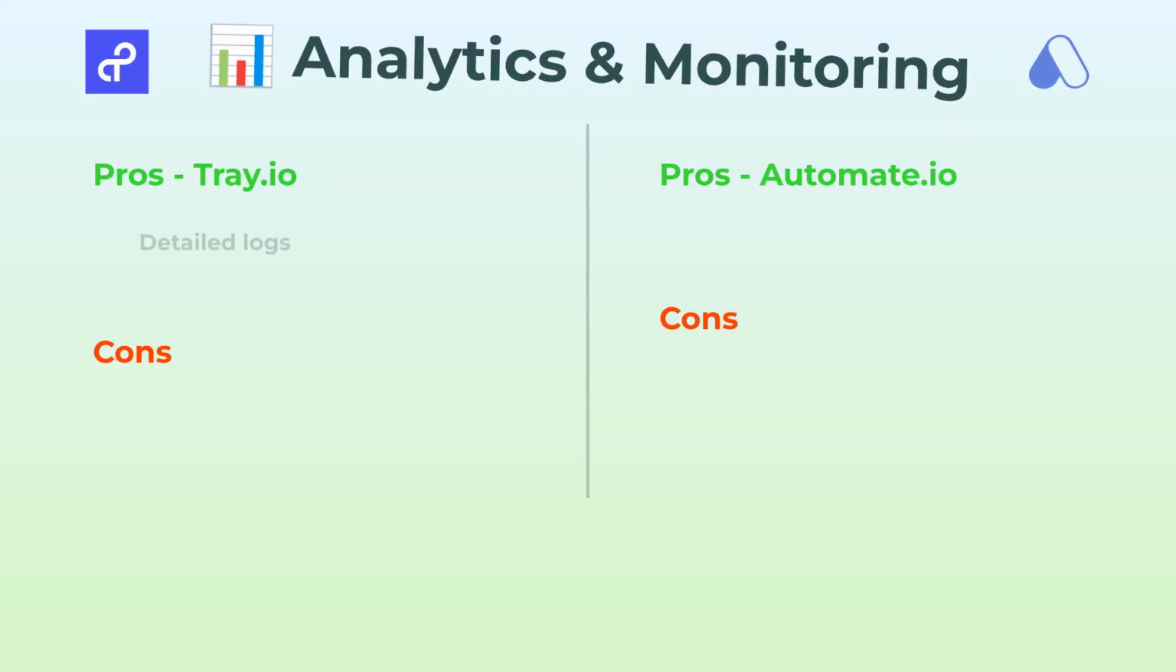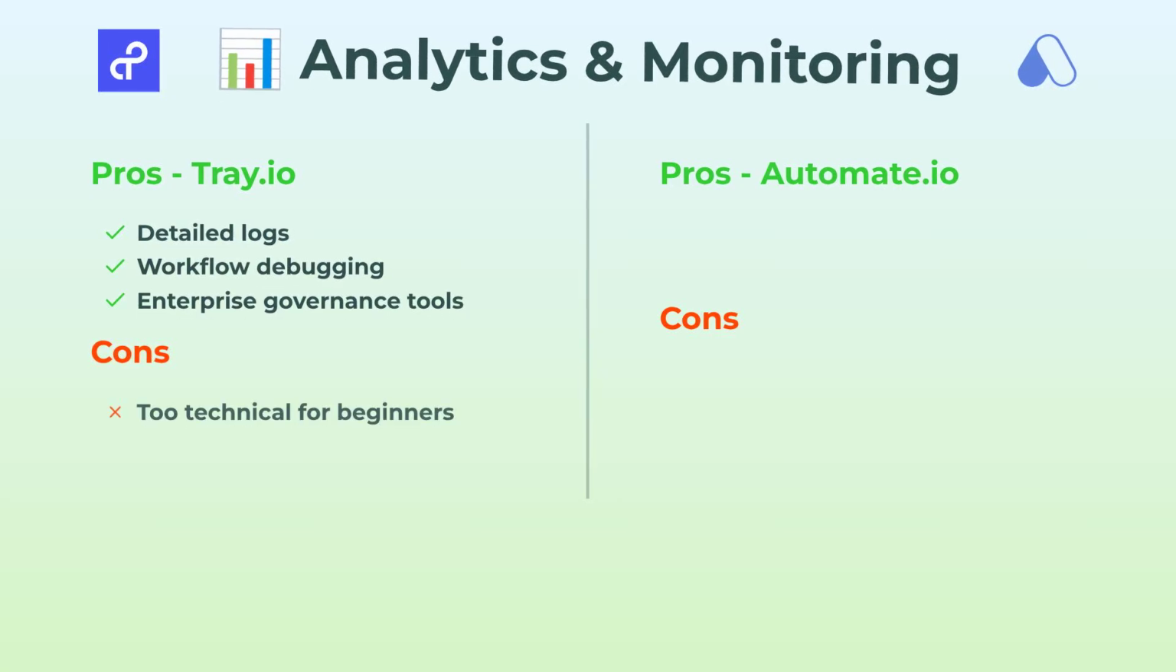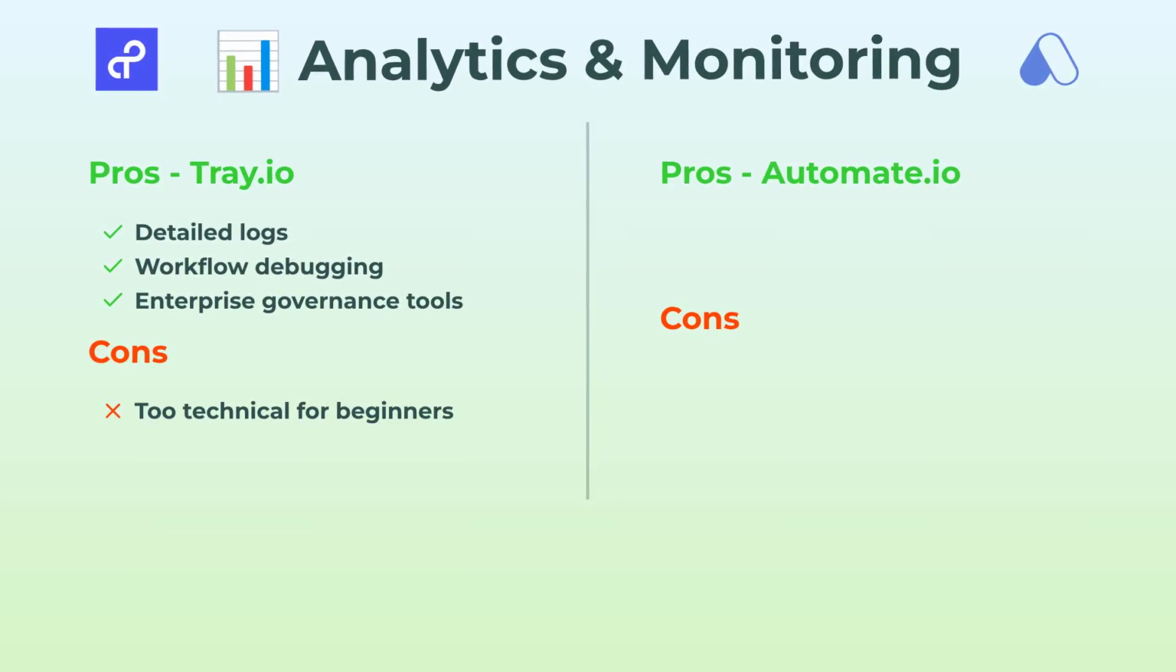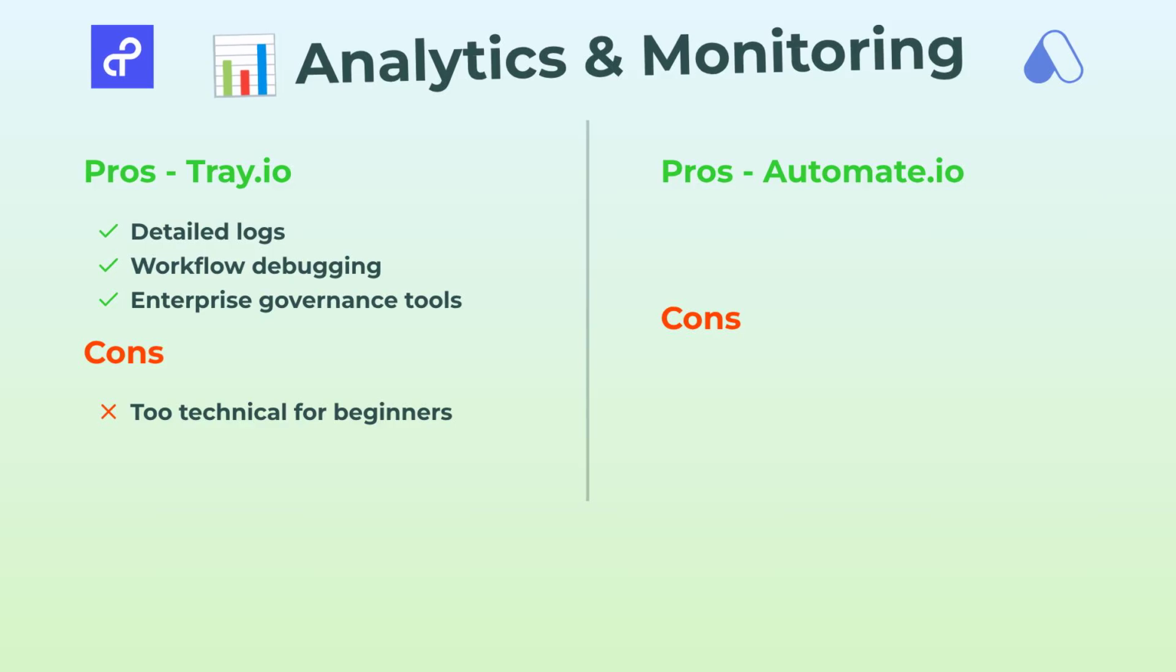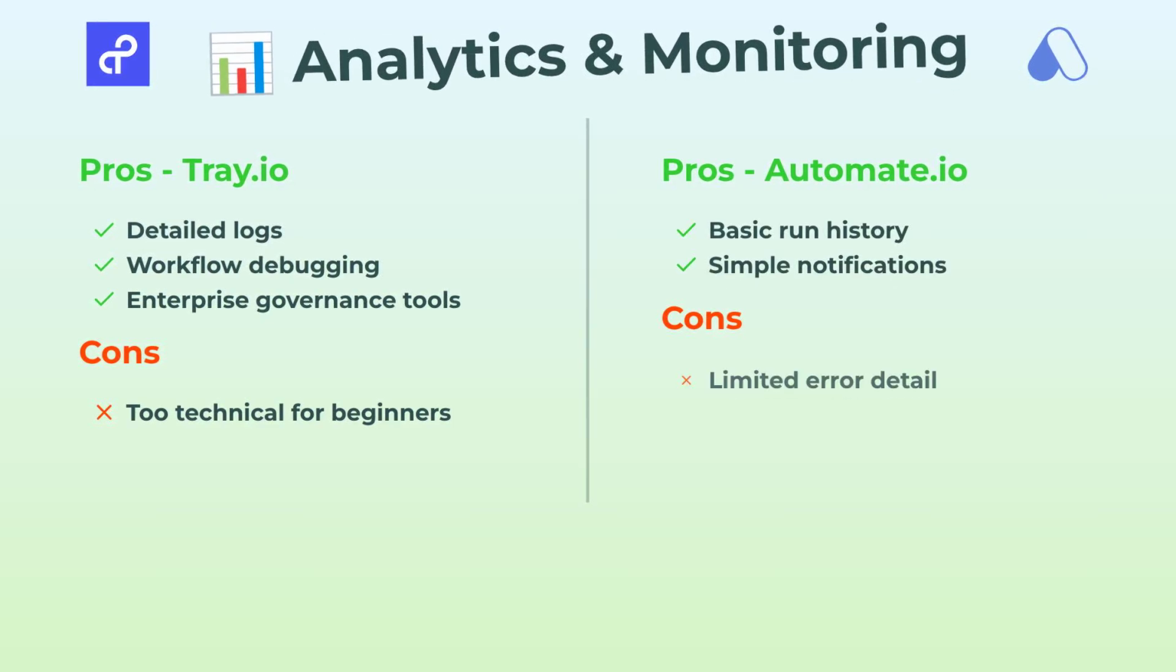On analytics and monitoring, Tray.io brings all those detailed logs, workflow debugging, governance tools. It gets real granular, and honestly, that's sweet for anyone who needs to know exactly what broke and why. But it can feel a bit intimidating if you just want to see, like, did this work or not?